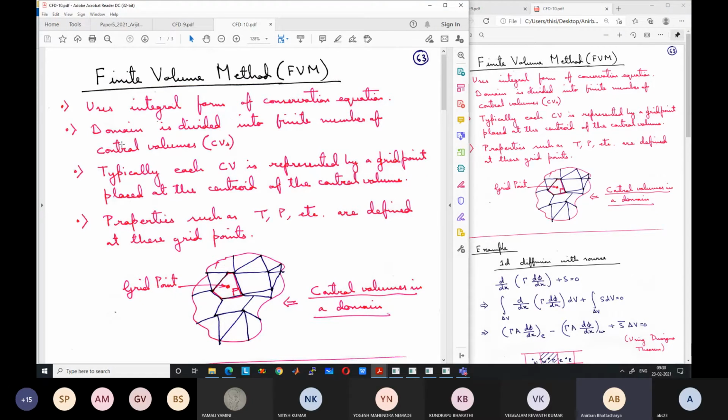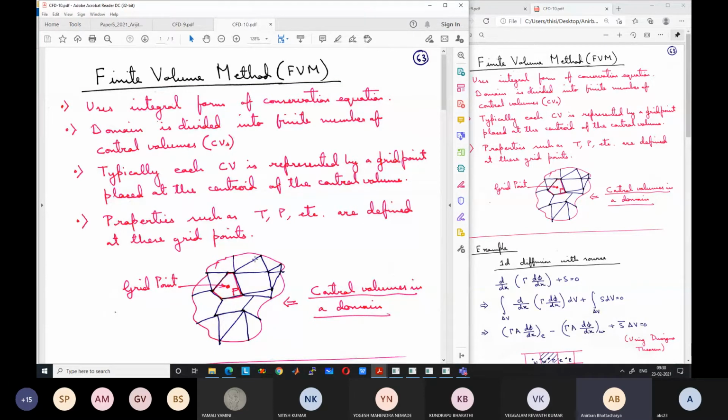So in this finite volume method, we divide the domain into a finite number of control volumes. Each control volume has finite size. This means that they are not infinitely small. They have a finite area or finite volume. They are not infinitesimal, meaning I am not dividing into an infinite number of volumes. Each of them is known as a control volume.